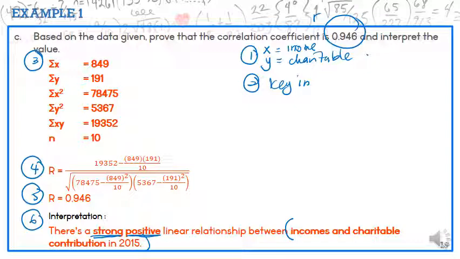So, there is a strong. Kenapa kita kata strong? Because the magnitude of R is 0.946. Positive. Kenapa positive? Because you dapat R adalah positive between the variable of X and y. Please make sure that you interpret in a complete sentence, okay, with the direction, the strength, and also what are the variables.